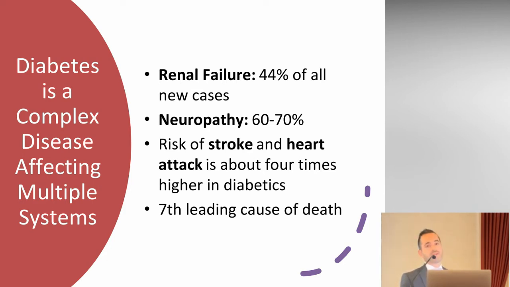Diabetes is the cause of half of the renal failures, patients that are ending up on dialysis and renal transplants. About 2/3 of patients with diabetes end up with some type of neuropathy, and that can by itself create significant morbidity for a lot of these patients. And a patient who has diabetes has 4 times higher risk of having a heart attack or a stroke. And in the US, diabetes is considered to be the 7th cause of death.